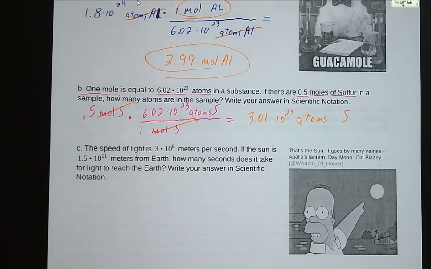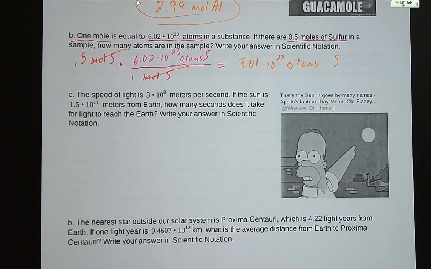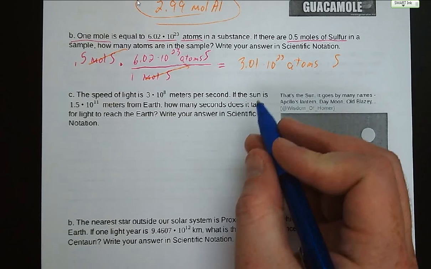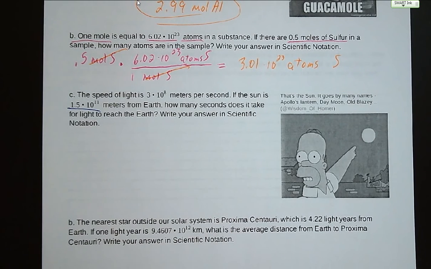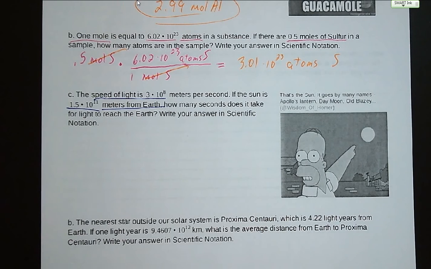All right, so let's move away from the chemistry world a bit to the physics world. The speed of light is 3 times 10 to the 8th meters per second. If the sun is 1.5 times 10 to the 11th meters from Earth, how many seconds does it take for light to reach the Earth? And we want to write this in scientific notation. All right, so we are going to start off with, well, let's find our information. 1.5 times 10 to the 11th meters from Earth, and speed of light is 3 times 10 to the 8th.